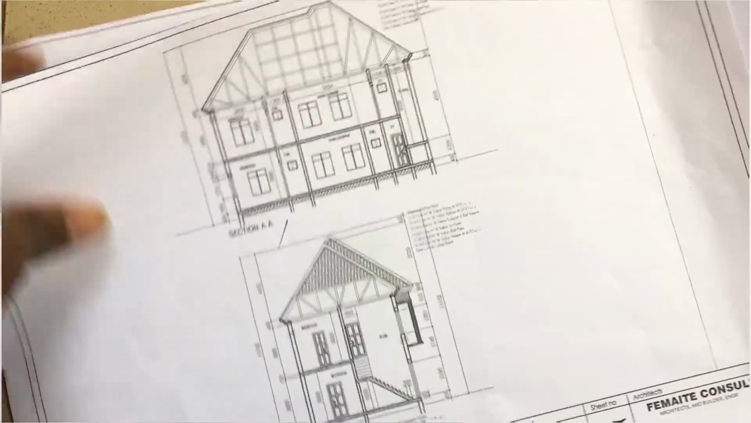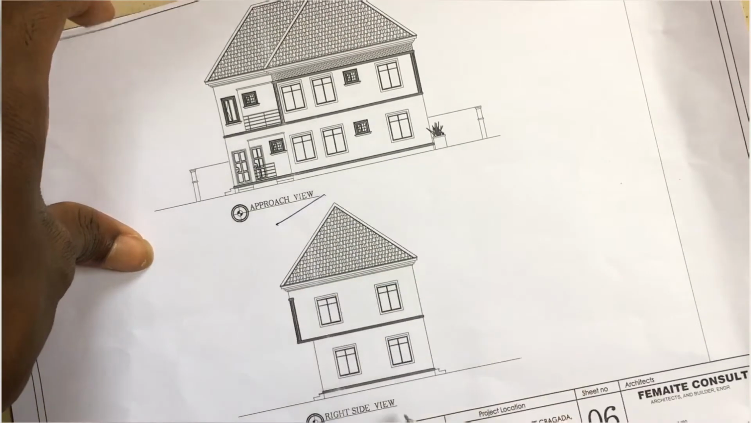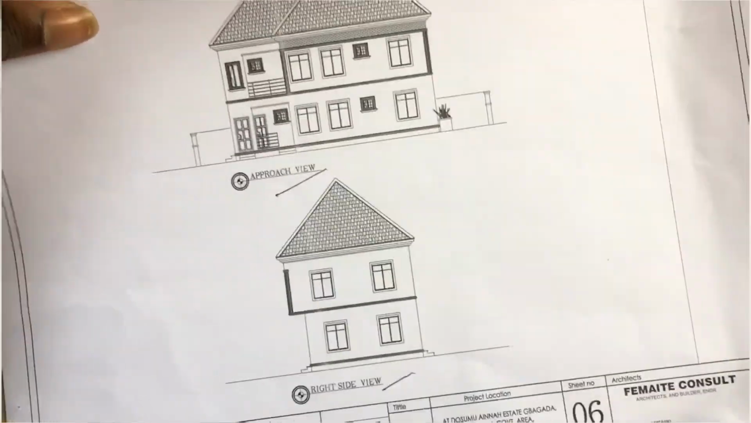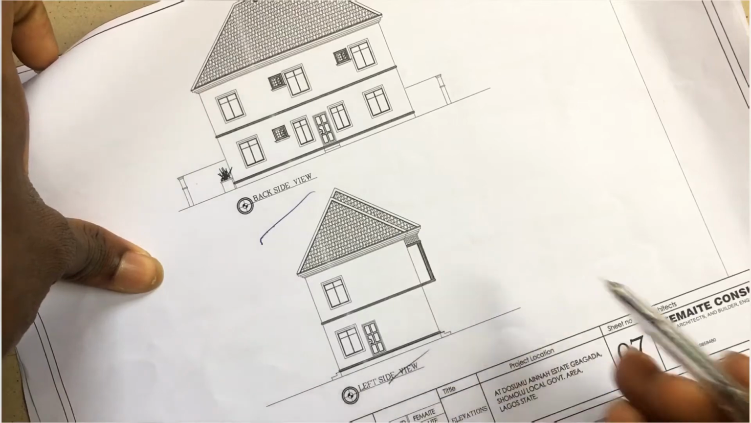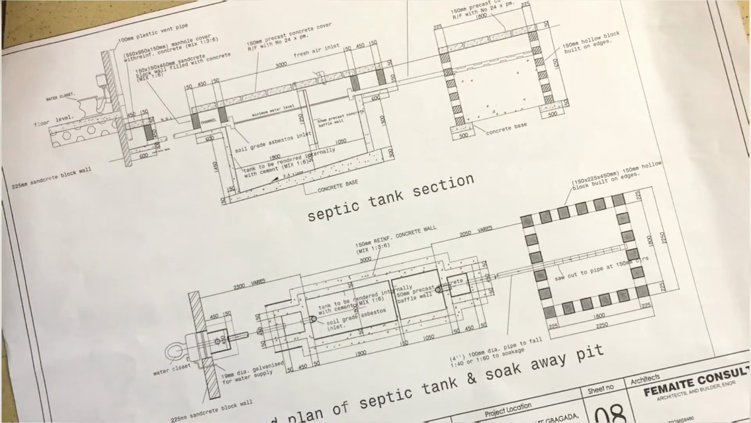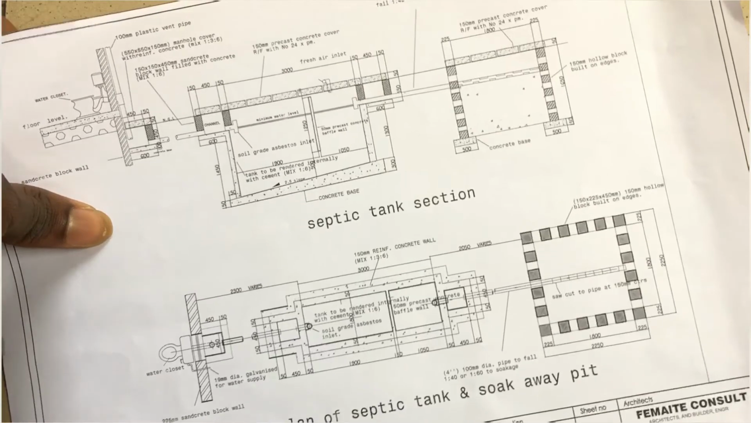Moving to the next one, you have your elevations. You have your approach, your side elevations, and then lastly you have the details.